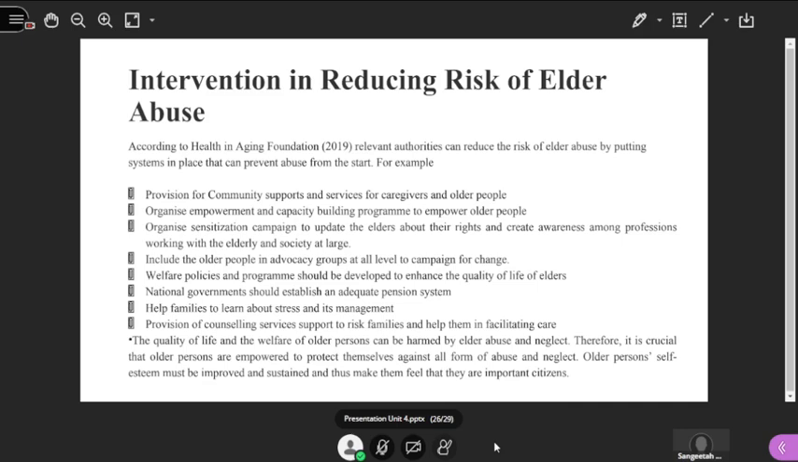Organize empowerment and capacity building programs to empower older persons, because if older persons know about their rights, they can fight for them, for those who are able to. So you have to empower these people. For example, we had a case where one son was not letting his dad come into the house.